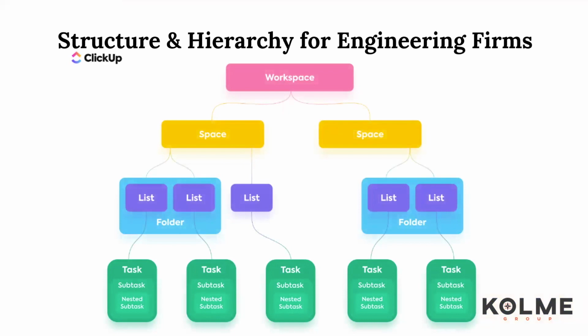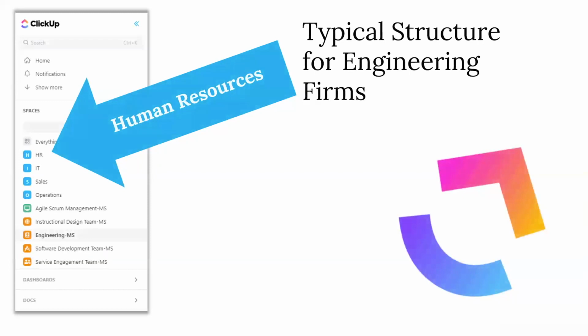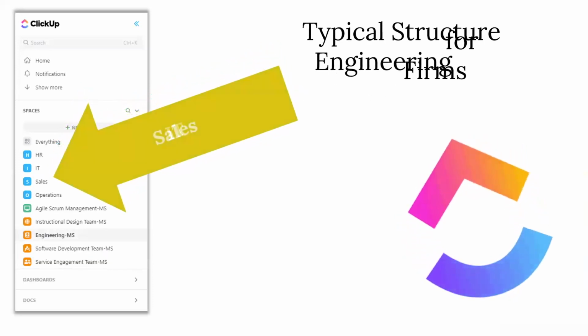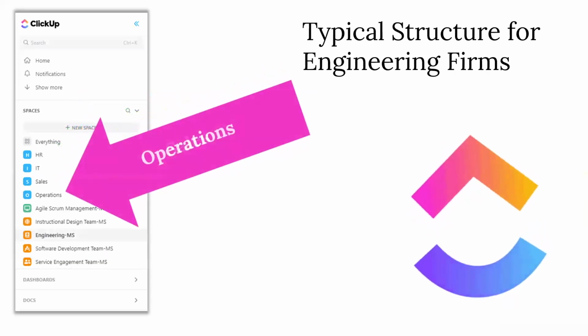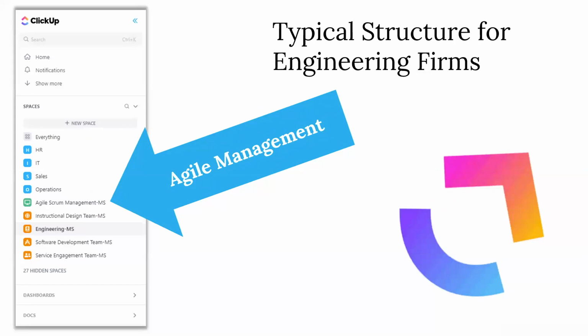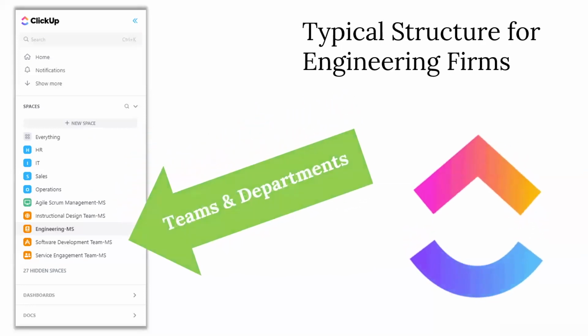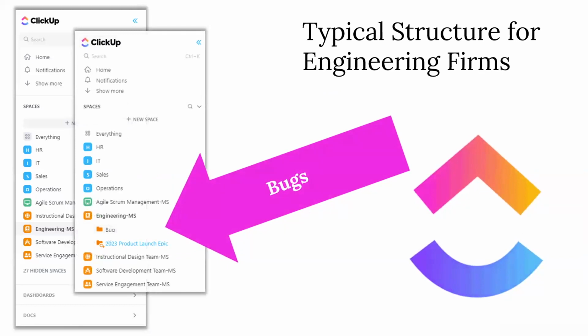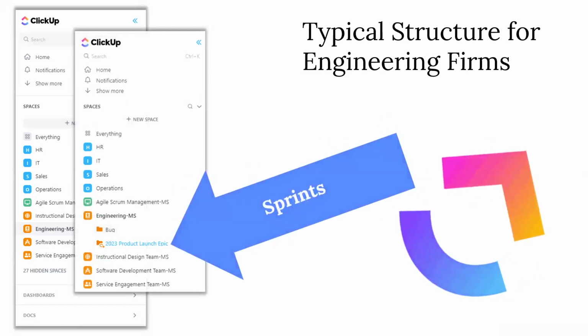ClickUp has a hierarchy structure. An example of the ClickUp hierarchy setup for engineering firms is to have spaces set up for internal departments, such as HR, IT, sales, operations, even spaces for agile management, and teams and departments. Folders can be created for bugs, sprints.